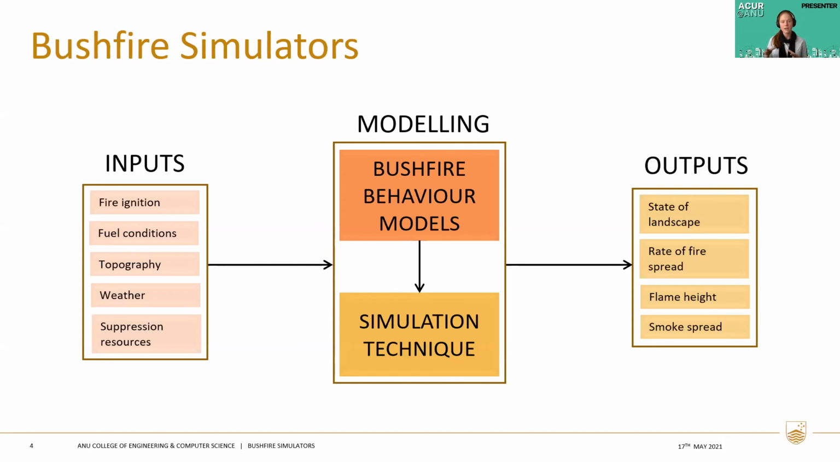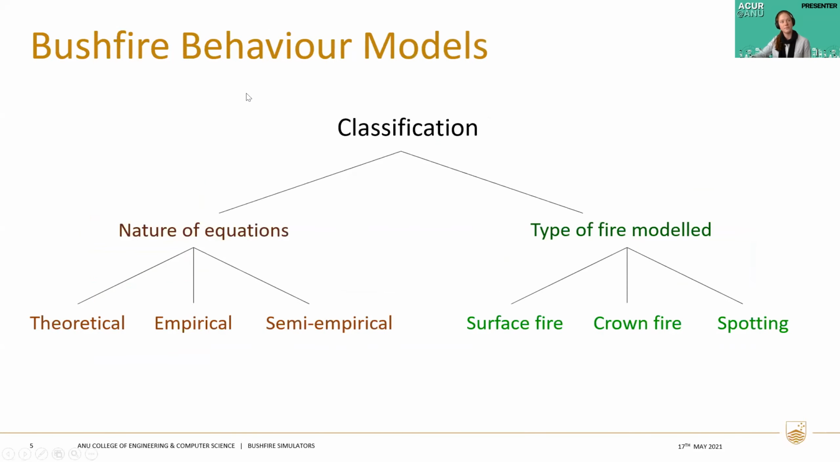Then bushfire simulators also use a simulation technique, which takes in some of the inputs and also some of the outputs of the bushfire behavior models, and then uses these to predict the new fire front location at a given time. This results in other outputs, for example, the state of the landscape, which is whether regions are burnt, unburnt, or still burning. So there are many different fire behavior models that have been developed over the years, and different simulators can use multiple different fire behavior models. And for that reason, I'm going to focus a little bit more on them here.